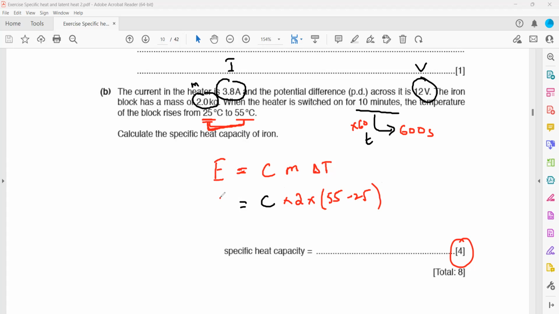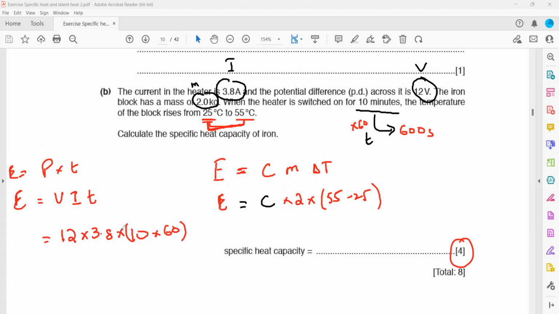But what about the energy? How can we work out the energy? Energy is power into time, but the power is not given. Voltage and current are given, so it is voltage into current into time. Voltage is 12, the current is 3.8, and the time is 10 minutes, but it should always be in seconds, so 600. What's the answer for this? 12 into 3.8 into 600.